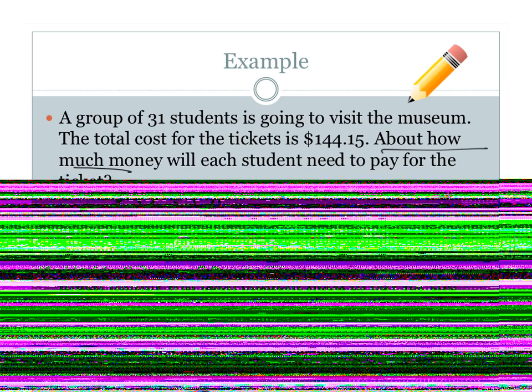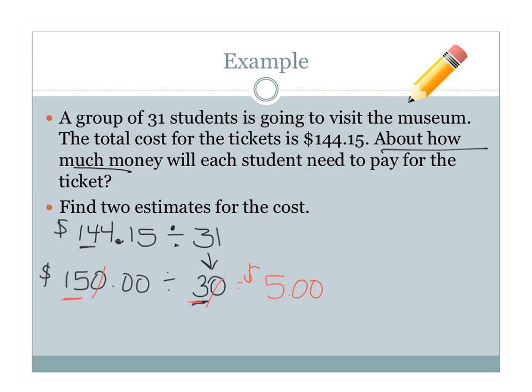If we want to do a second estimate, we would still round our divisor to 30, but we're looking for a different multiple of 3 that gets us close to 14. Well, the 15 was a little more than 14, so let's go for a multiple of 3 that's less than 14, which in this case would be 12.